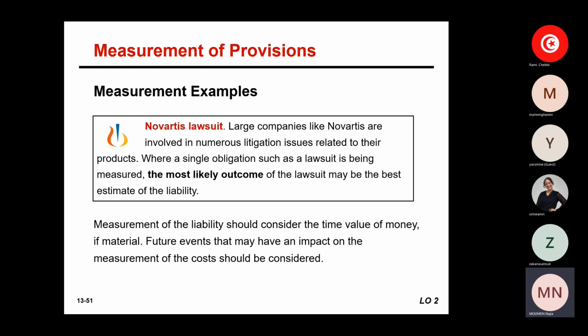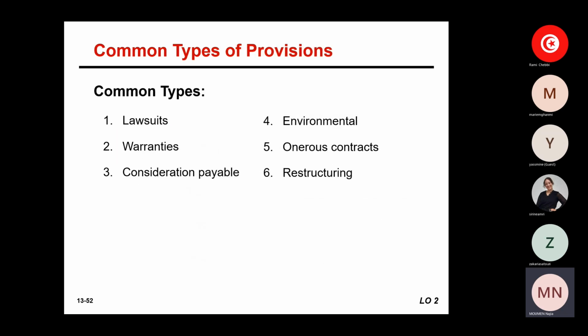Okay. So any future event that may have an impact on the measurement of the cost should be considered. Okay, maybe, I don't know, a substantial rise of inflation. So this will make the situation of measuring the discounted present value of this amount material. Okay, so those are some examples of how, as I said, the amount can be reliably estimated, can be this best estimate possible. Okay.